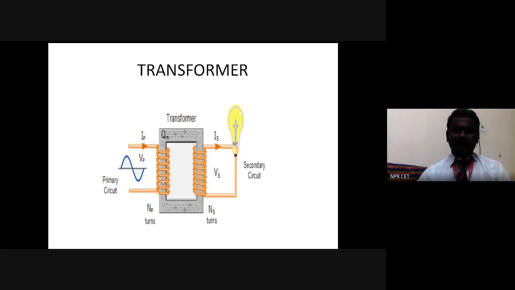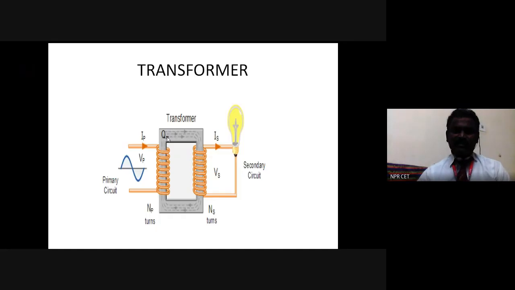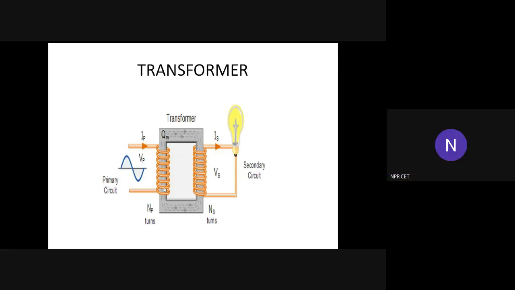Then the two windings are coupled through the iron core. This is the rectangular iron core, right? The iron core is made up of laminated sheets. Why are they laminated? For reducing the eddy current loss. Eddy current loss is one of the magnetic losses. Actually, this is a magnetic circuit.